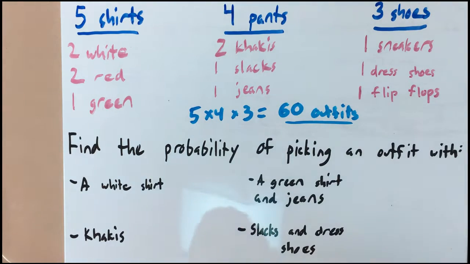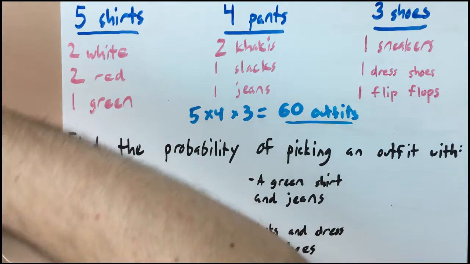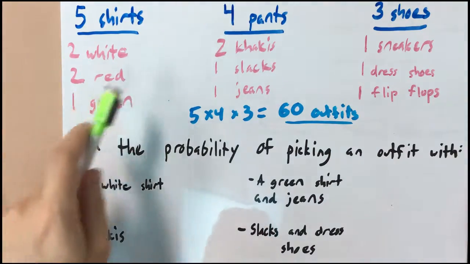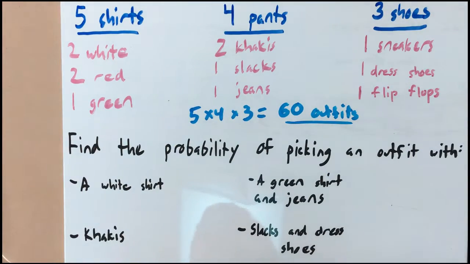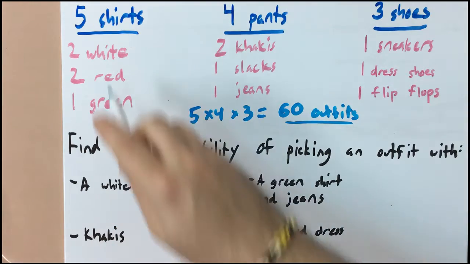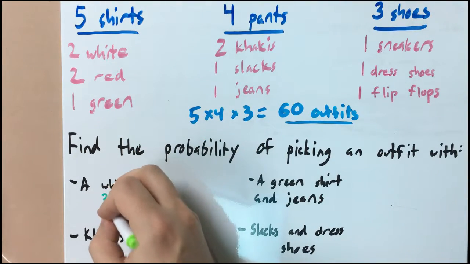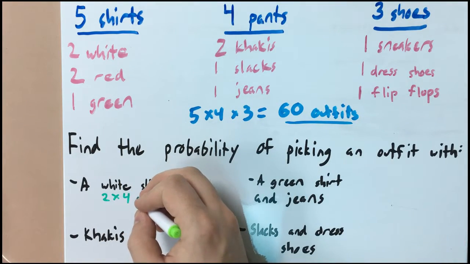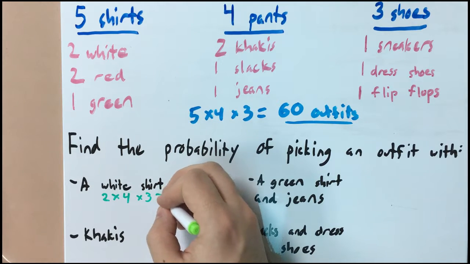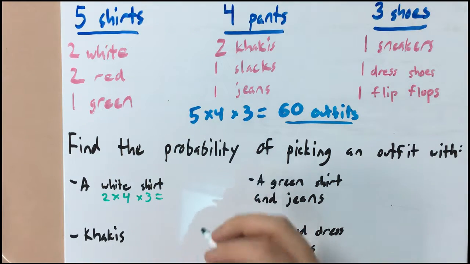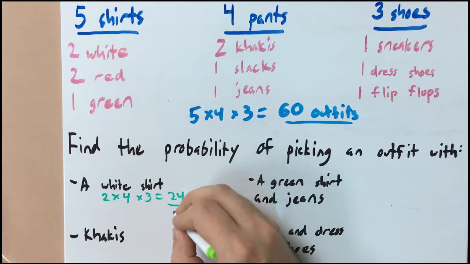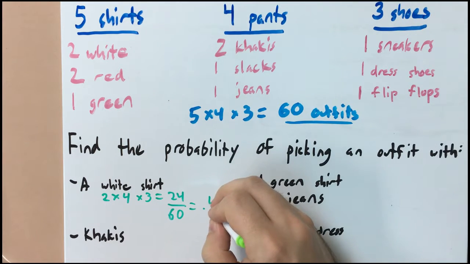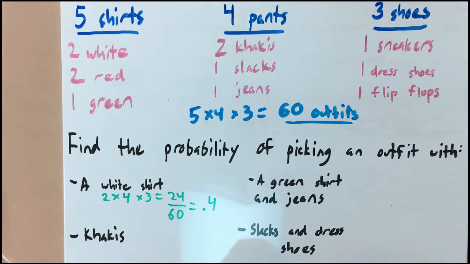So let's go ahead and figure out the probability of picking an outfit with a white shirt. Now for this first problem with the white shirt, once again, we're just looking to see what the particular question is restricting us on. So in the case of the white shirt, instead of 5 options for a shirt, now we have 2. There are no restrictions on pants or shoes, so we still have 4 pairs of pants and 3 pairs of shoes. This is going to give us 2 times 4 times 3 is 24. We're still dividing that by 60, and 24 divided by 60 is going to give us an answer of 0.4.